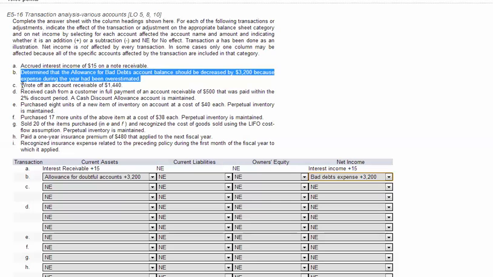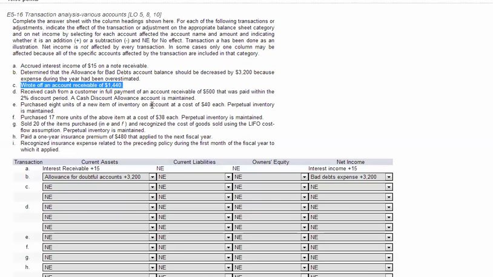Let's look at C. Now we wrote off an accounts receivable of $1,440. So we need to reduce the customer's accounts receivable, which is an asset. And then we are also reducing our allowance for doubtful accounts, which is going to increase our current assets. So those two are going to offset. Our basic accounting equation stays in balance. Current assets equals current liabilities plus owner's equity. Net income is a component of owner's equity and increases that.